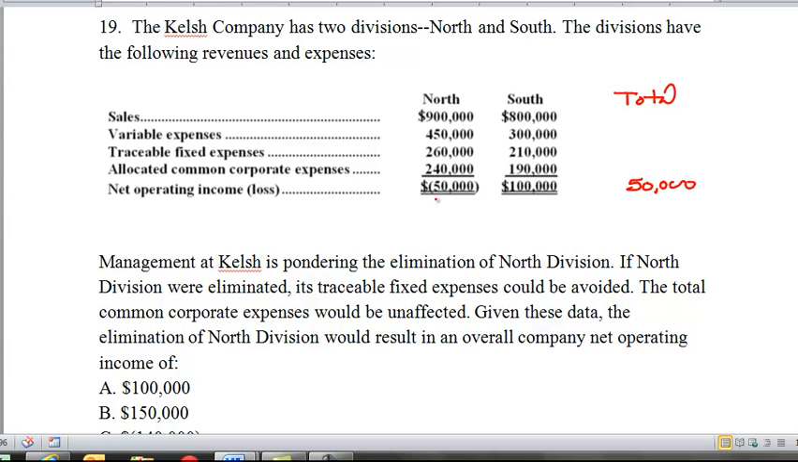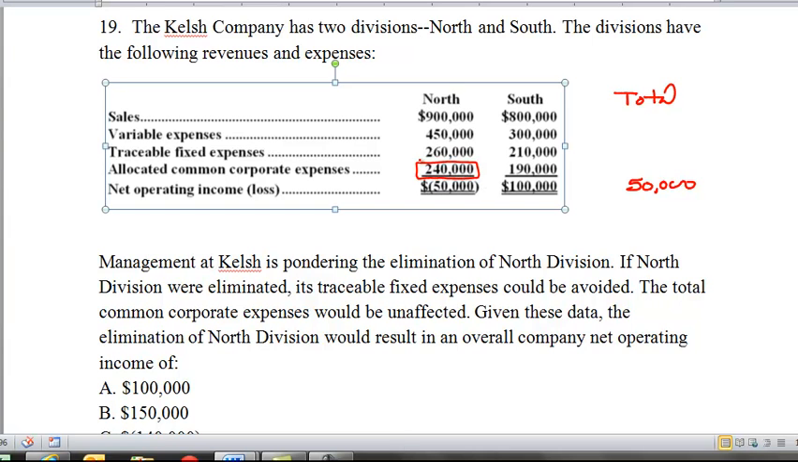And North, which is losing money right now, has total fixed costs of $260,000 and $240,000, or $500,000, but it has a whopping $240,000 of allocated common expenses. And those common fixed costs, if we eliminate North, will stay with the company, and South is going to have to absorb it. So it says management is pondering the elimination of North Division.